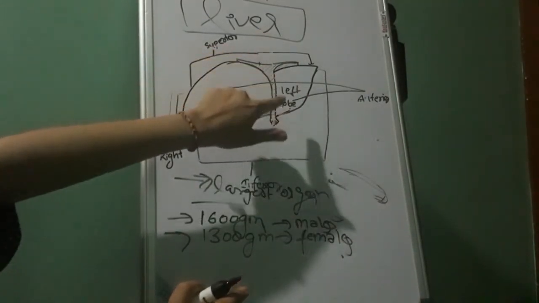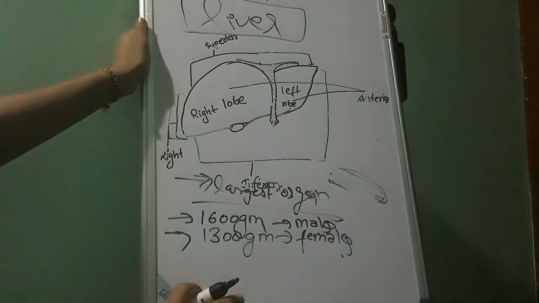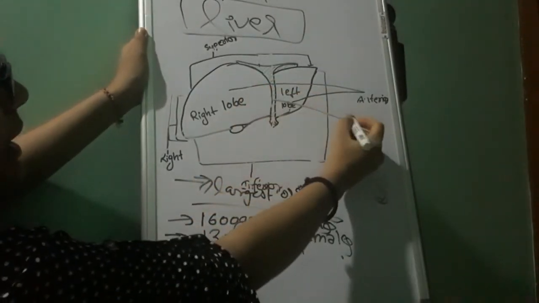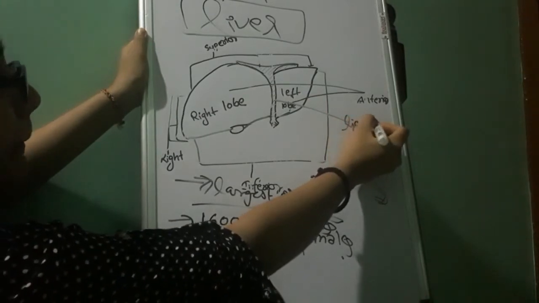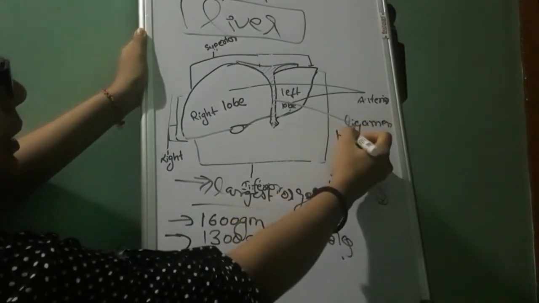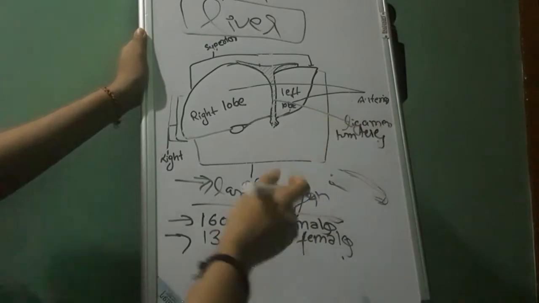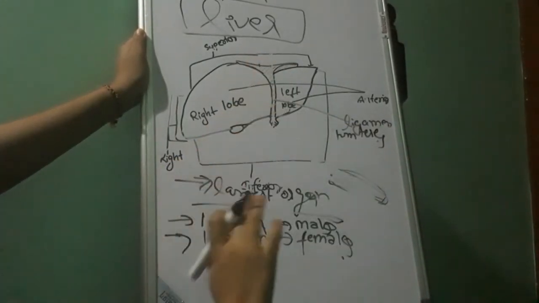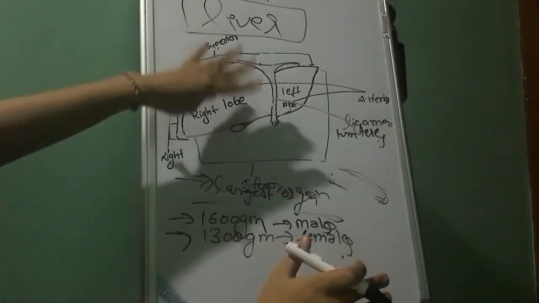And this thing you can see here is known as the ligamentum teres, which divides the liver into the right lobe and the left lobe.